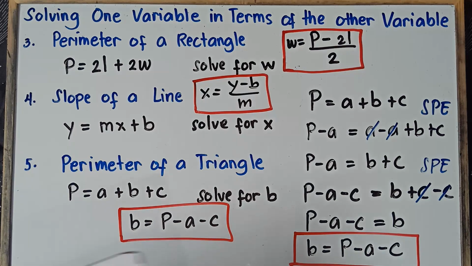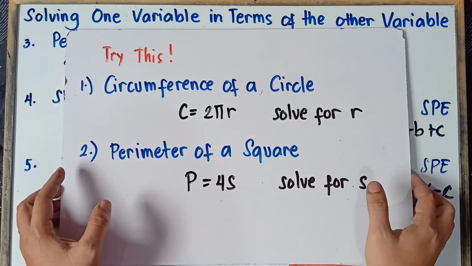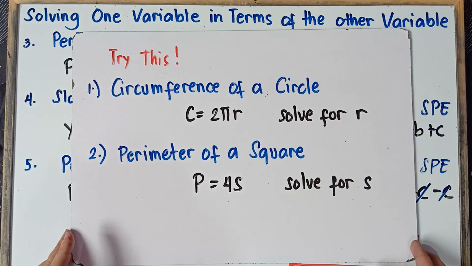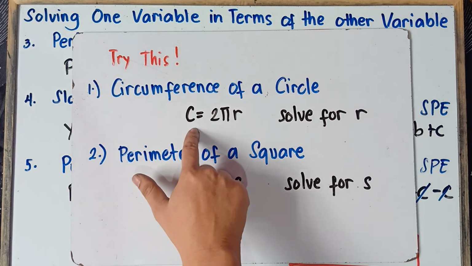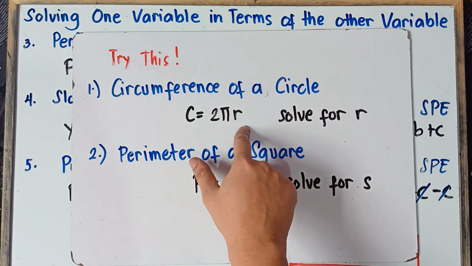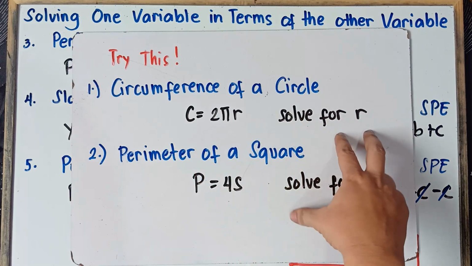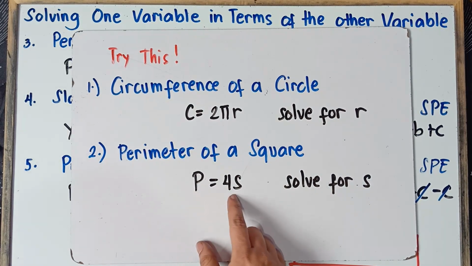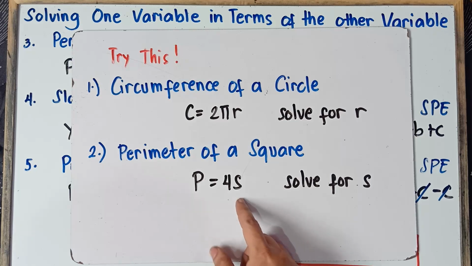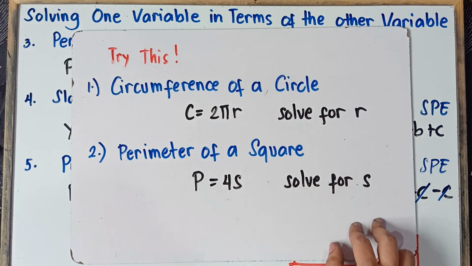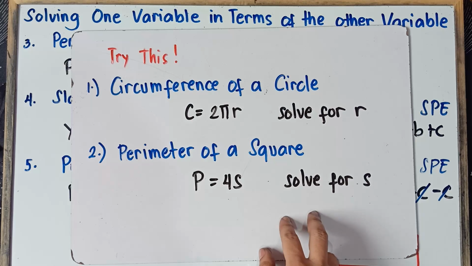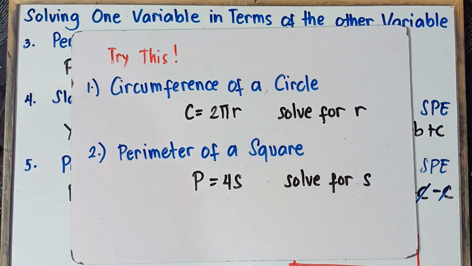Alright, so how about you try this one, class? You put your answer in the comment section down below. Let me check if you really understand our topic. We have given circumference of a circle. So circumference is equal to 2 pi r, and you're told to solve for r. And then we have given perimeter of a square, which is equal to 4s, 4 times the side, and you're told to find s. You try to solve this one, and then you put your answer in the comment section down below.